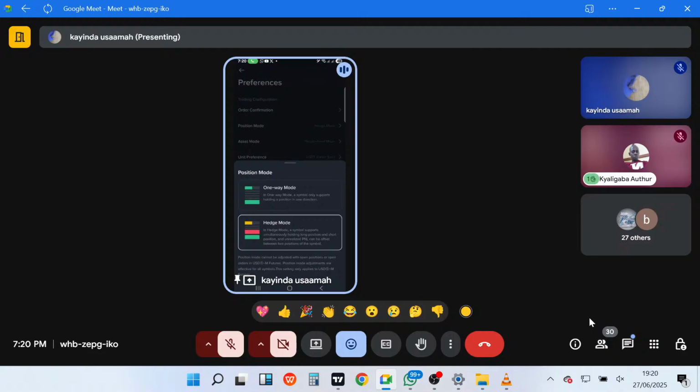What do one-way mode and hedge mode mean? One-way mode means if you enter a trade, it's like you are in spot. You only enter that trade. If it is short, it is short. If it's long, it's long. But with the hedge mode, you can trade the same coin in both trends.